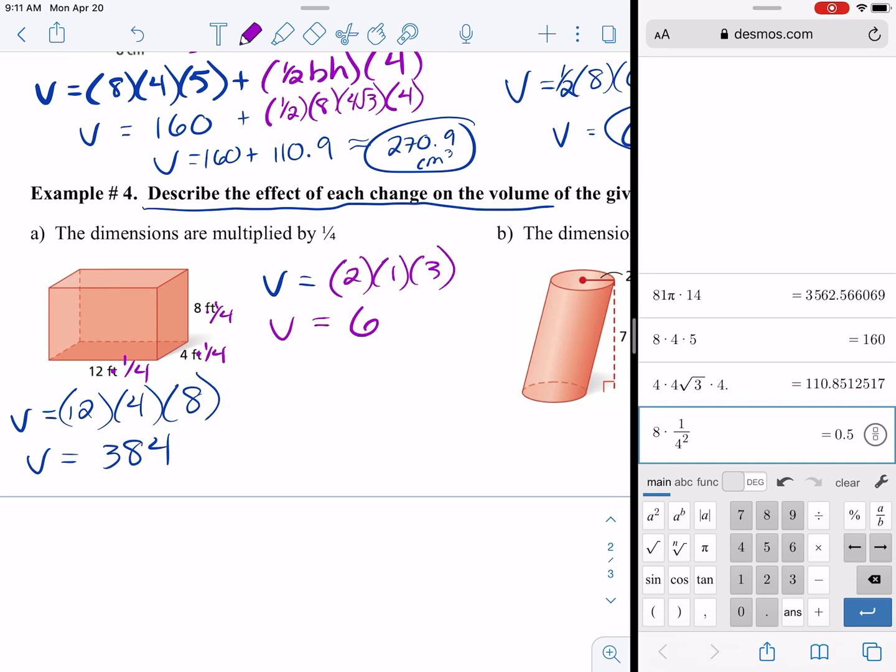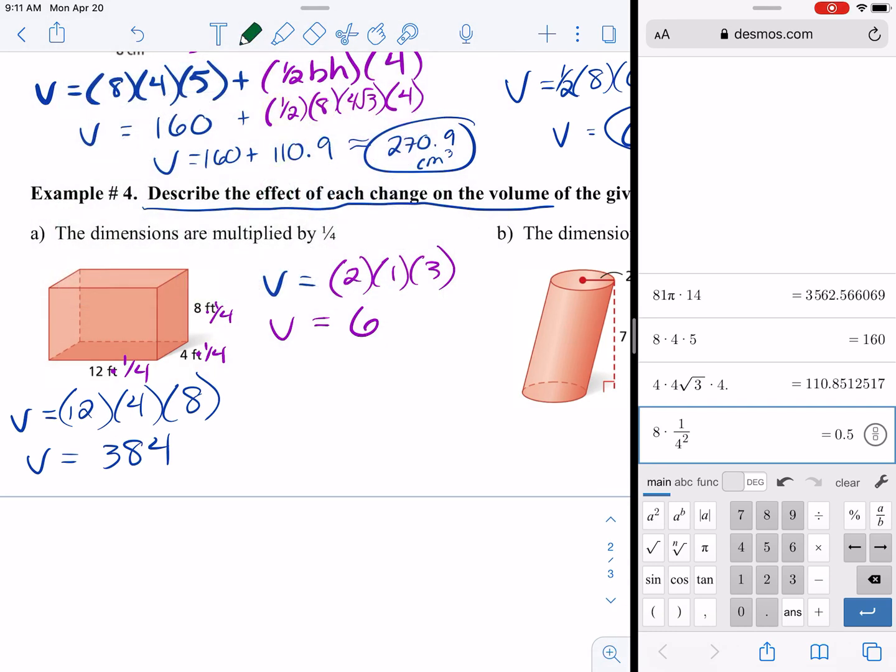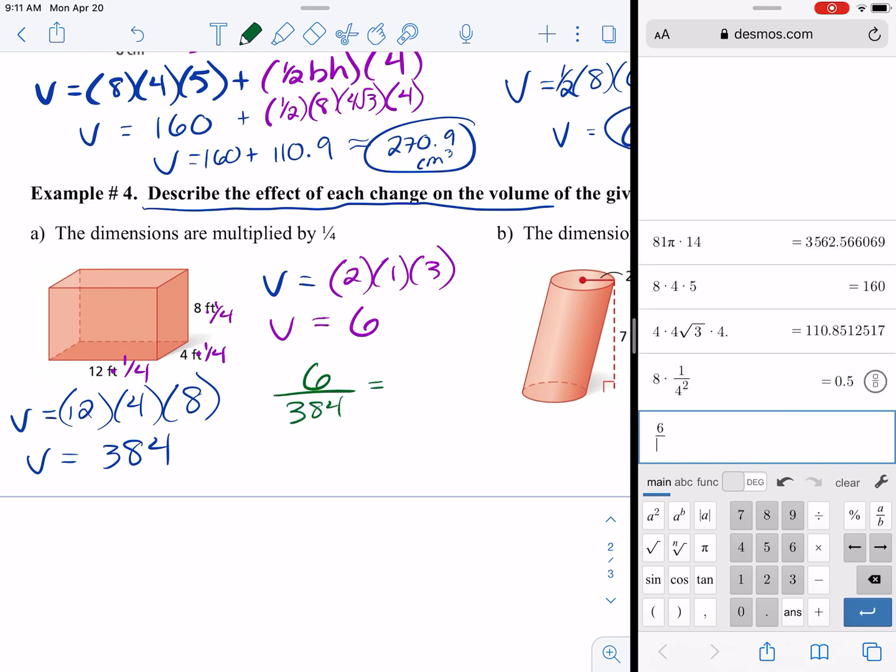And then remember, you want to compare the two volumes. And the way I've shown you how to do this is take the new volume, divide by the previous volume, and it'll tell you how that changed. So 6 divided by 384 gives us this long decimal here. Let's keep it as a fraction, 1/64. So we would say volume is multiplied by 1/64.